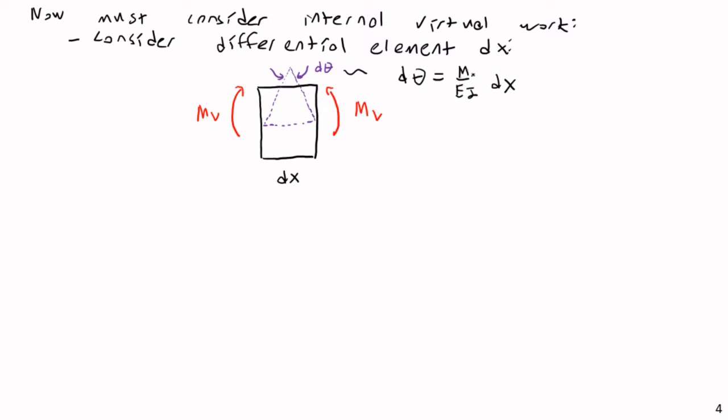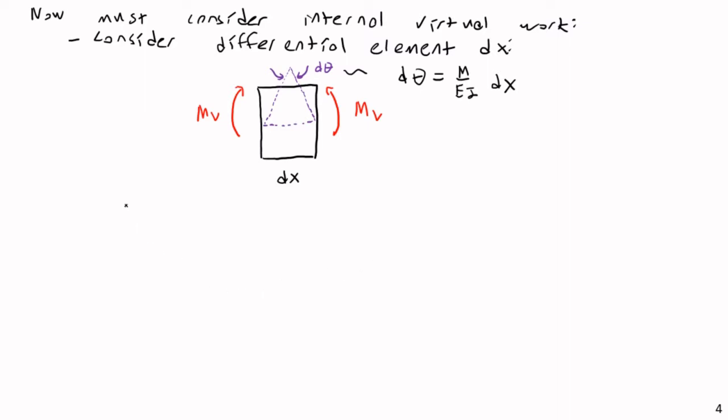So M is going to be our real internal load, and combining that with EI, we have our real deformation. By putting in the actual real internal moment, dividing by EI, and multiplying by dx, we have our real angular deformation, and that's going to be combined with a virtual internal loading. So again, we keep coming back to this. We're combining virtual loading with real deformation.